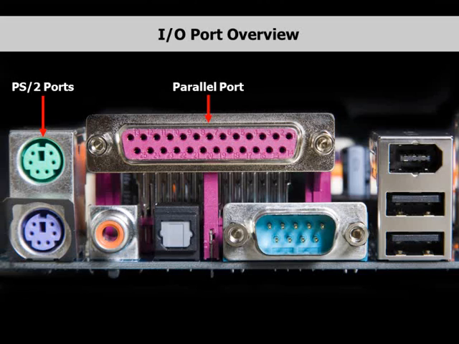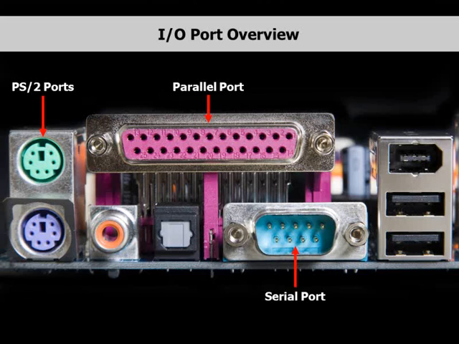Then you have your parallel port, which is typically used for printers. Now, this has been superseded by USB type printing, but at one time this was actually the standard for printing. And the reason why they call it a parallel port is because those different pins that you see actually sent data in parallel, meaning at the same time. And that's in contrast with a serial port.